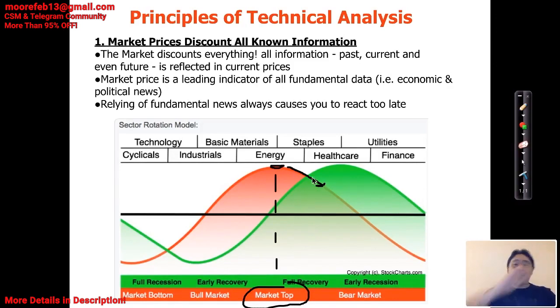Notice that as the stock price is coming down, the economic GDP cycle is still going up. Why? Because the stock market anticipates that the economy will contract even before it happens. The stock market leads the economy by 6 to 9 months.